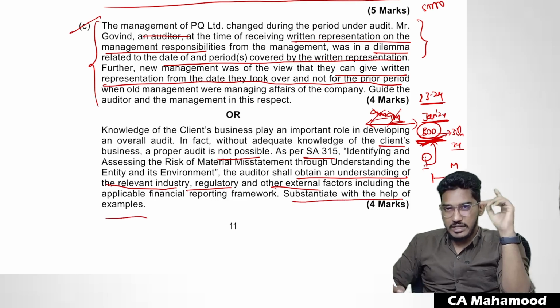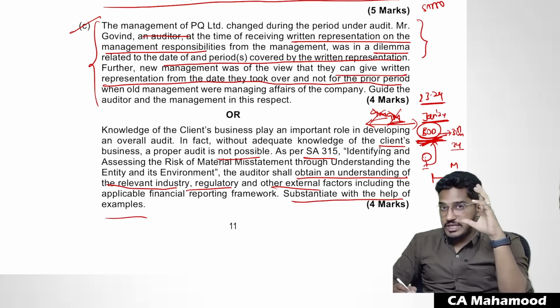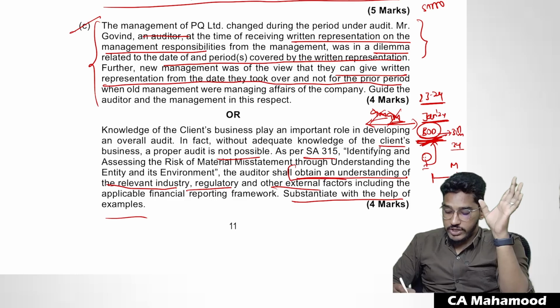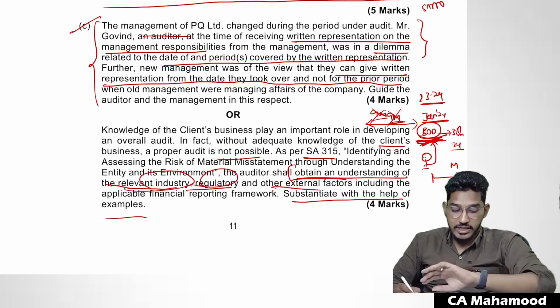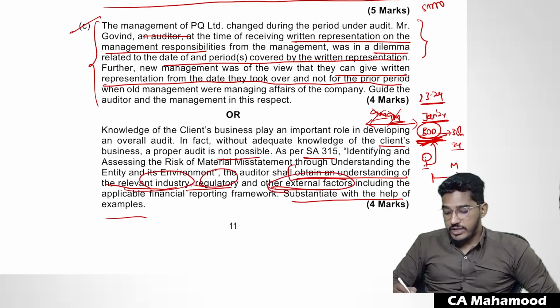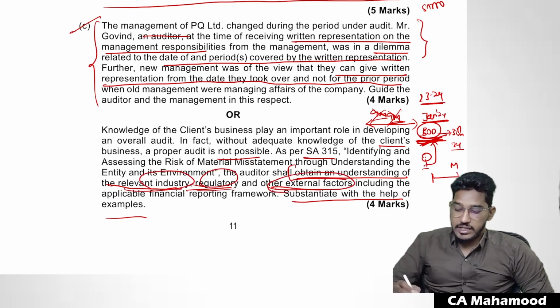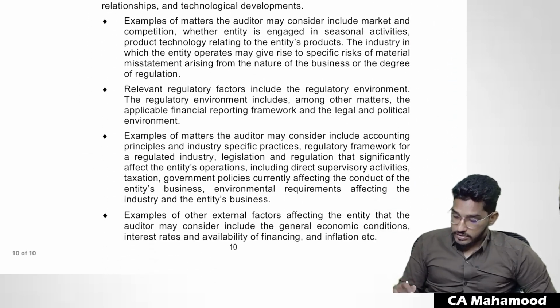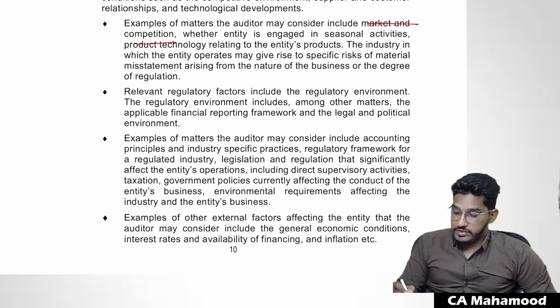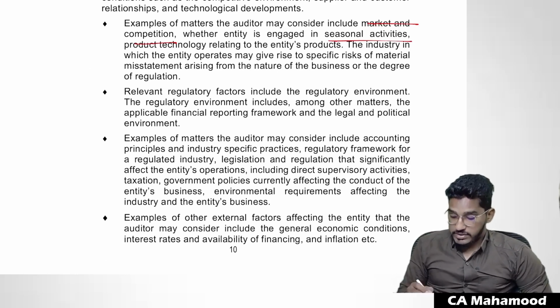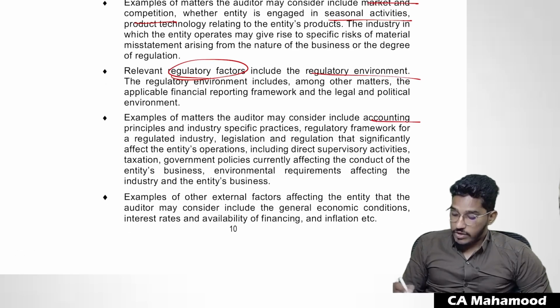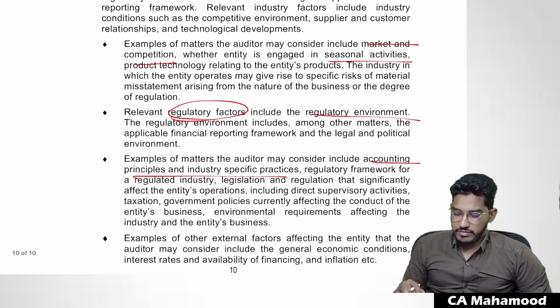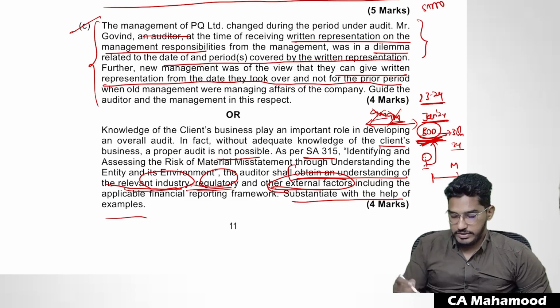See, they are asking you to write regarding only one thing, but you need to understand multiple things. In that, one of the things which you need to obtain understanding of is industry, regulatory, and other external factors. So what things will you try to understand regarding relevant industry, regulatory, and external factors? You will try to understand things like what is the market, who are the competitors, whether the entity is a seasonal business or a recurring business, and relevant regulatory factors like what is the regulatory environment, and also accounting principles, industry specific practices, and other external factors including the applicable financial reporting framework. So this is also a straightforward question.